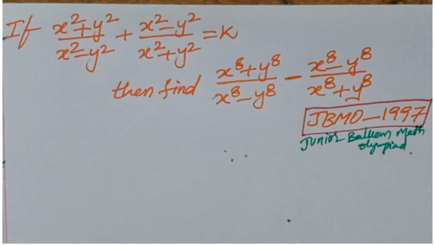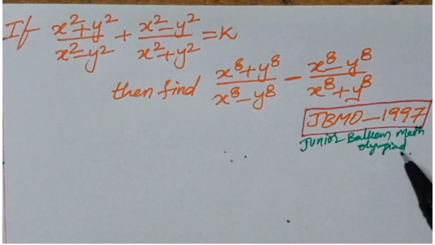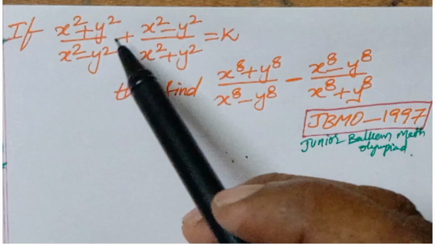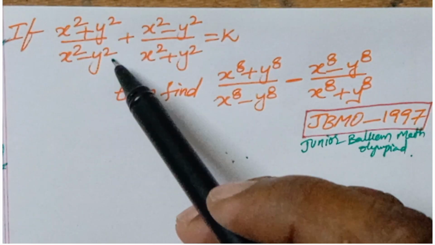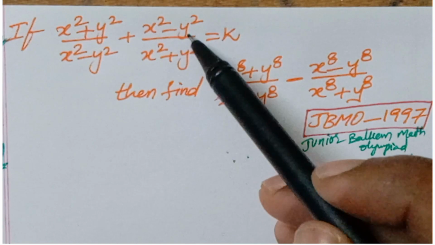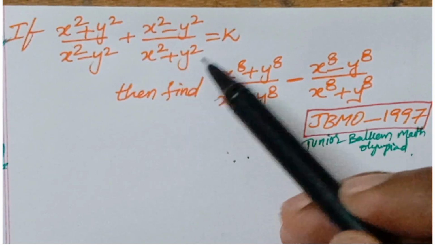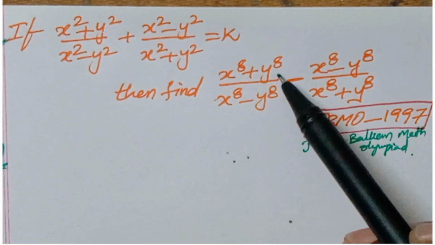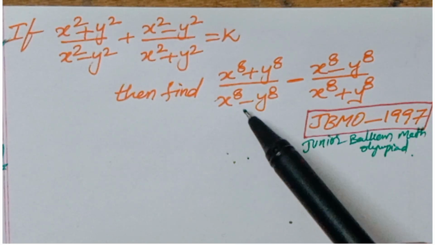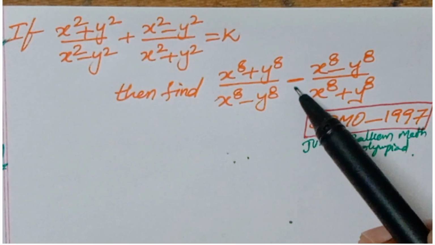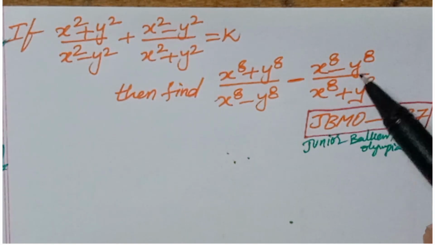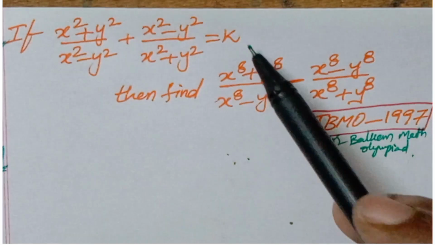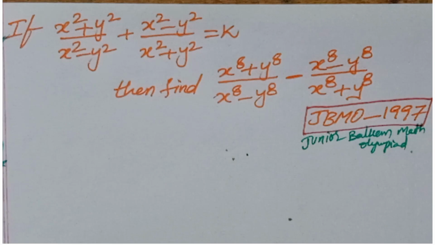So today we will be looking at Junior Balkan Math Olympiad 1997. The question is given: if (x² + y²)/(x² − y²) + (x² − y²)/(x² + y²) = k, then find the value of (x⁸ + y⁸)/(x⁸ − y⁸) − (x⁸ − y⁸)/(x⁸ + y⁸) in terms of k. In terms of k, you have to find the solution.